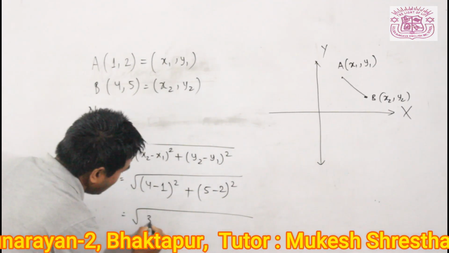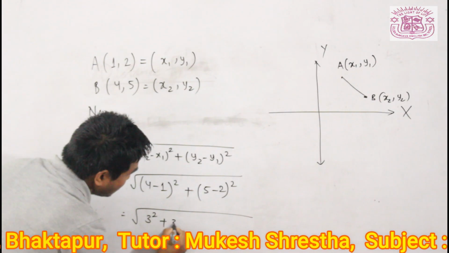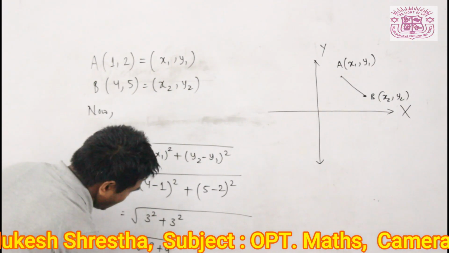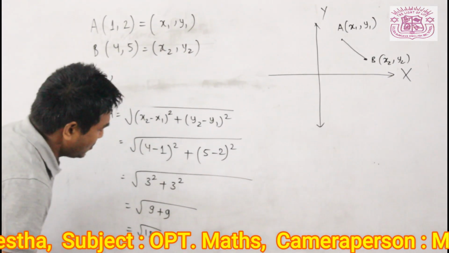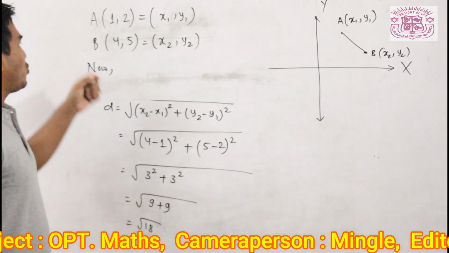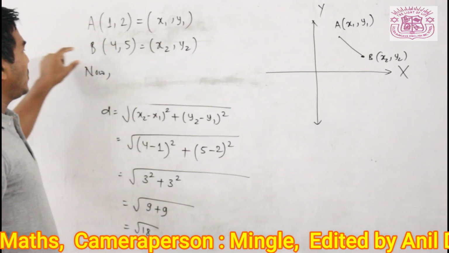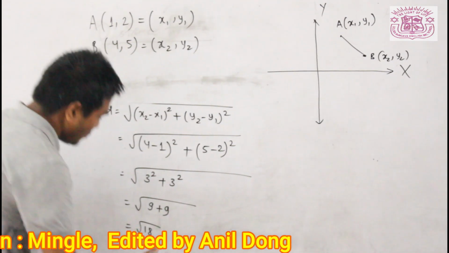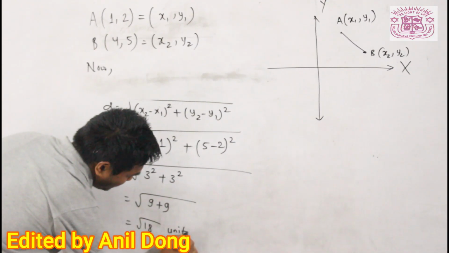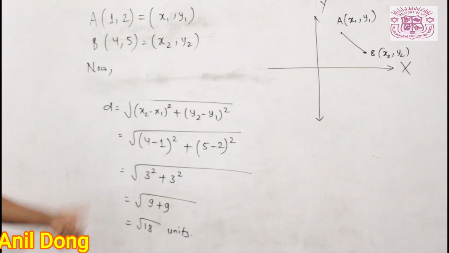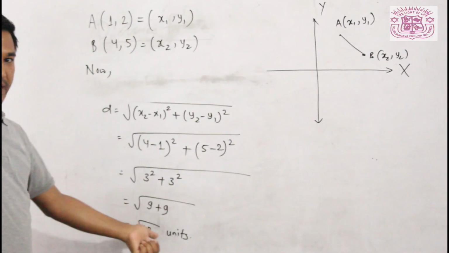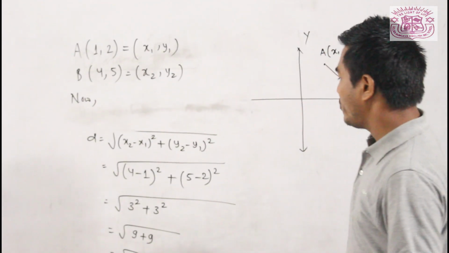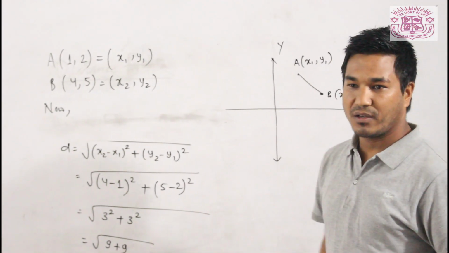On solving, this is 3 square, and this is also 3 square. So what you got is, 3 square is 9, 9 plus 9, so root under 18 you got. So the distance between the two points A 1, 2 and B 4, 5 is root under 18 units. You have to also write the unit. The distance between the two points A and B is root under 18 units. Okay, I hope that you will get all of this.